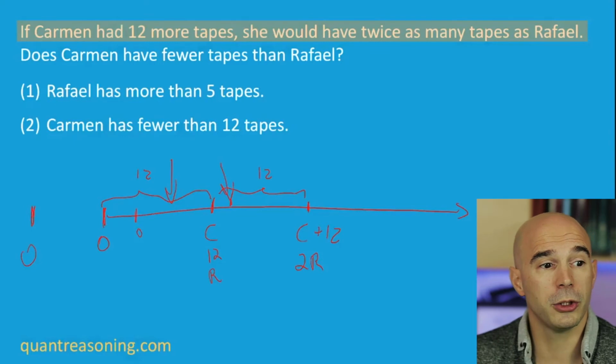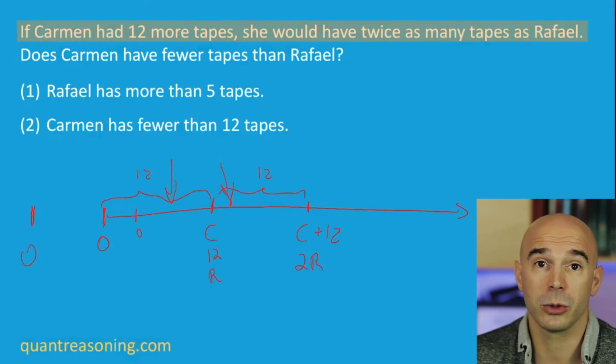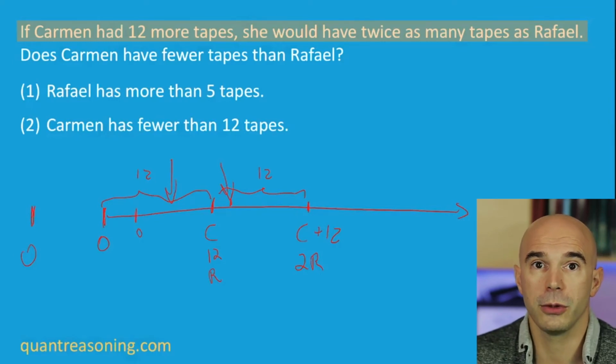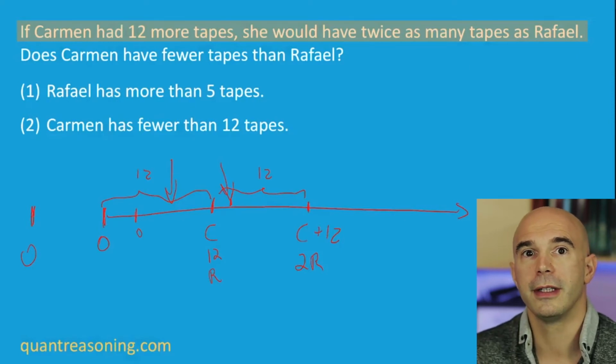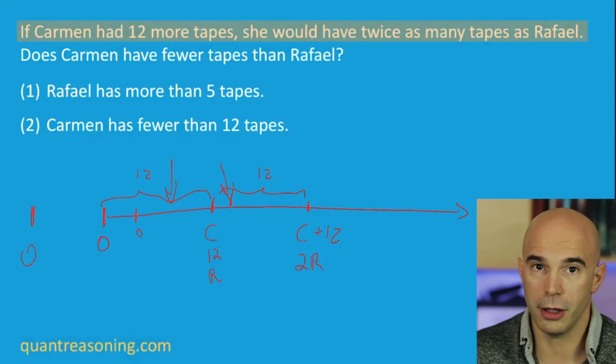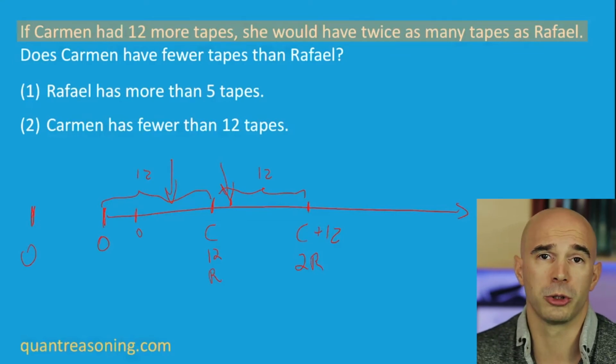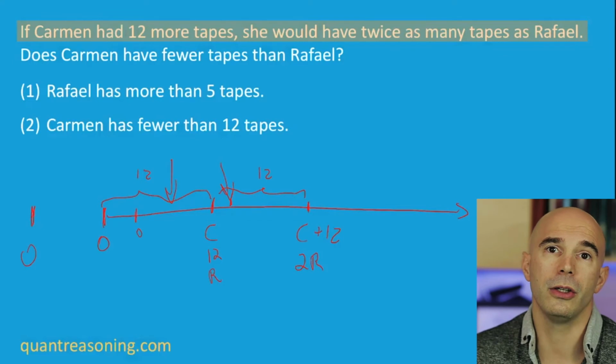So this is a visual way to realize that what would help us answer this question is knowing where C and R fall relative to 12. If we knew which side of 12 C or R are on, we would be able to answer the question. And that's exactly what we discovered when we solved it algebraically: we need to know, is C less than 12 or is R less than 12?